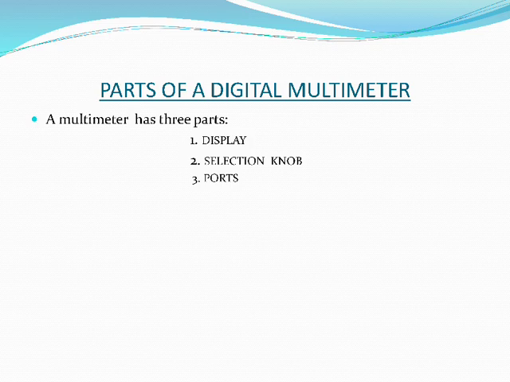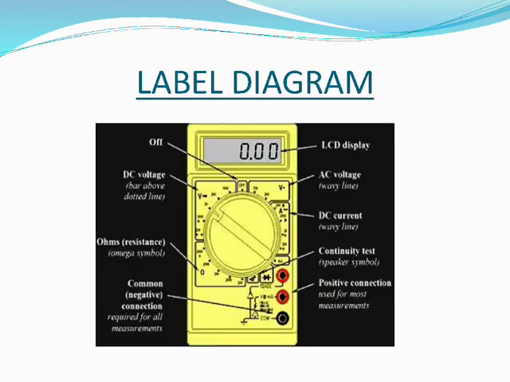Here's a part of a digital multimeter. A multimeter has three parts: display, selection knob, ports. Let's see one by one. Here you can see the label diagram of digital multimeter. In this we can see the DC voltage, AC voltage, the ohms and continuity test, and also the positive connections. Mainly the positive connection is used for most of the measurements, but the common negative connection is required for all the measurements. So this is the label diagram of the digital multimeter.